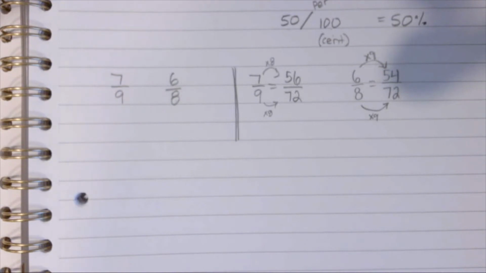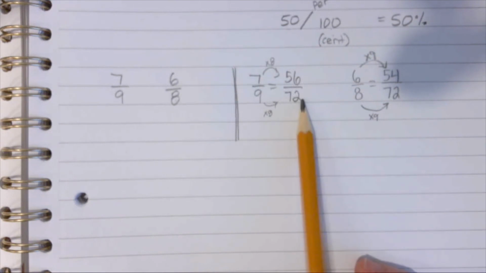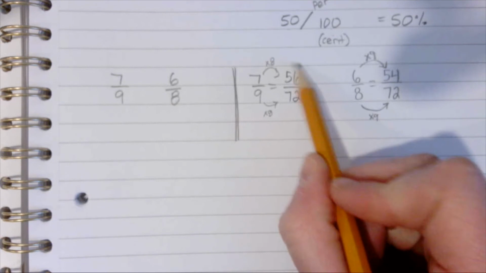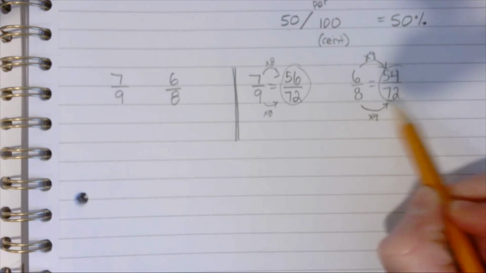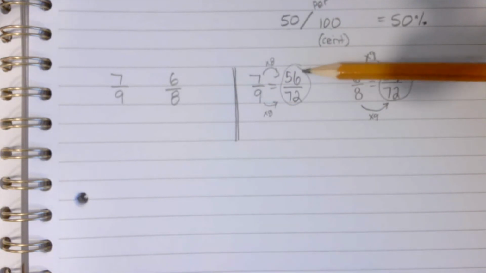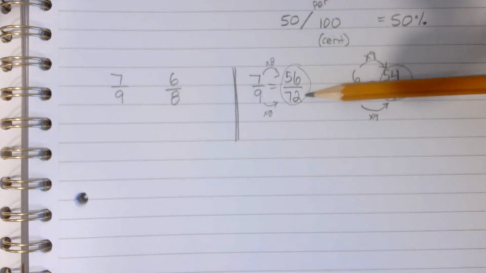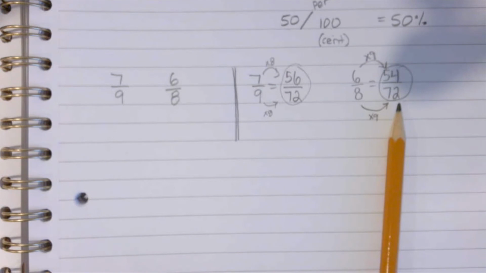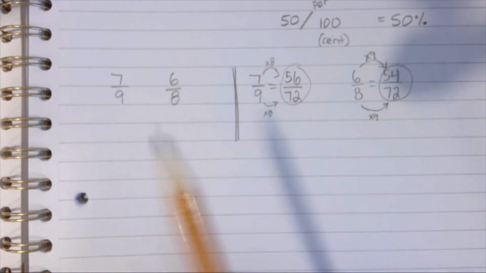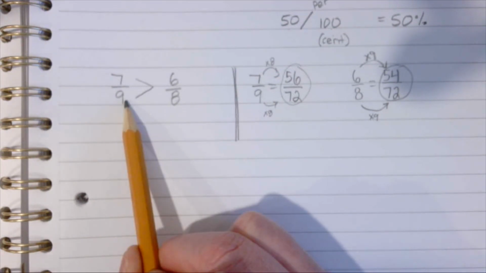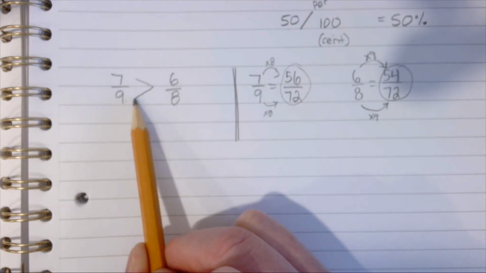And this is a way to show us that now I have the same denominator. I have a 72 here and 72 here. And now I can compare them. 7/9 is equivalent to 56 out of 72. And 6/8 is equivalent to 54 out of 72. And then I can say which one is bigger? Well, 56 out of 72 is bigger. Therefore, 7/9 is greater than 6/8.